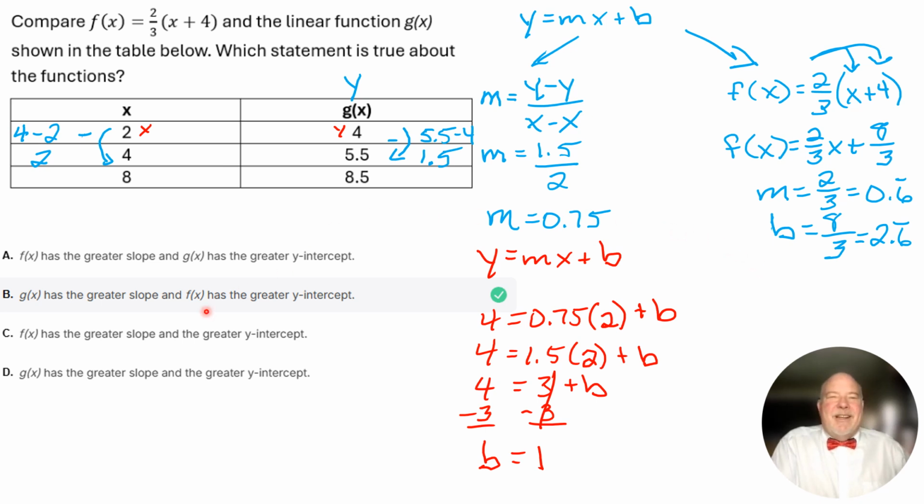So here we go again. Let's check this. G of x has the greater slope. So here's g of x, its slope 0.75. F of x, 0.6 repeating. So yes. And f of x has the greater y-intercept. So here's f of x's y-intercept, and here's the y-intercept of g of x. So that's true because 2.6 is greater than 1.